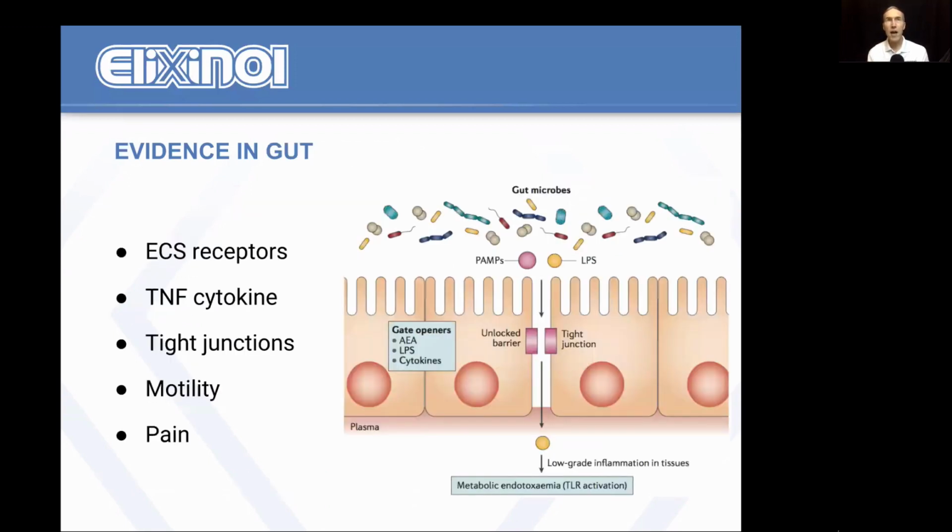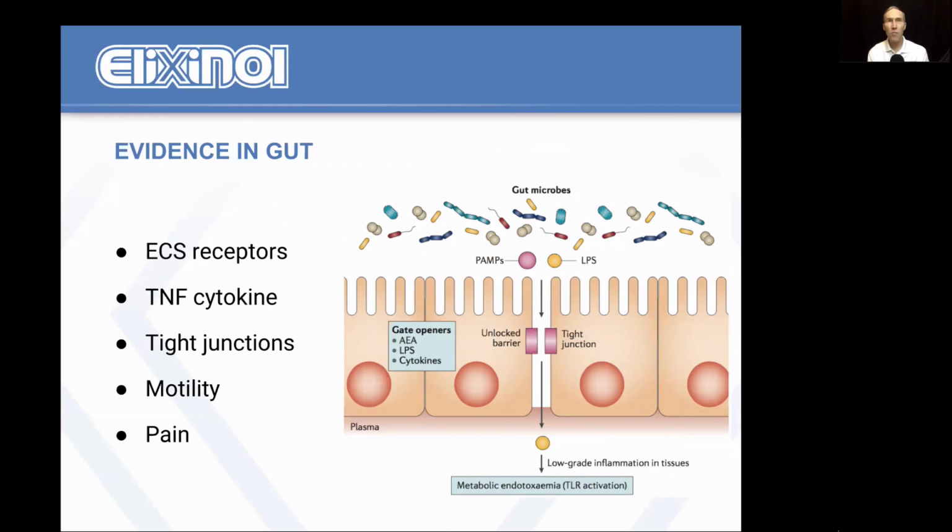There's evidence in the gut where cannabidiol is interacting with some of the endocannabinoid receptors. It's blocking the tumor necrosis factor cytokine, the one that probably causes most of the damage and the inflammation that goes on in the gut. And that also leads to leaky gut. It leads to an ability of different particles and microbes to enter into the bloodstream through the tissues as a result of a release of some of the tight junctions.